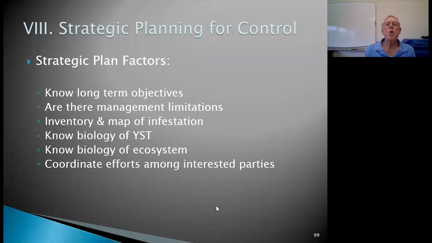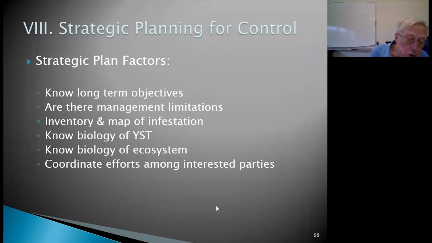So finally, the last section is strategic planning for control. It's really important to develop a plan, a strategic plan, if you will. You need to know what your long-term objectives are. Do you want to completely eliminate the star thistle, or manage the current infestation so it doesn't get any worse, or contain the current infestation in the areas it is currently in? Or do you want to prevent star thistle from contaminating your property in the first place? In other words, you don't have it right now. So what is your long-term objective?